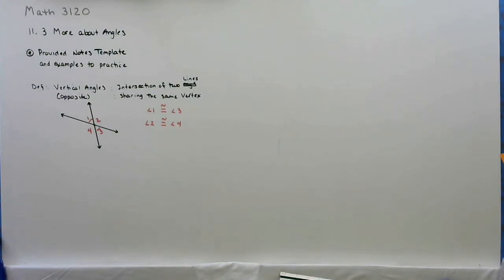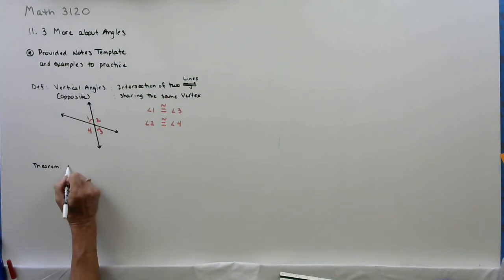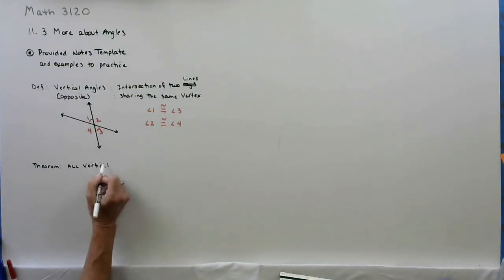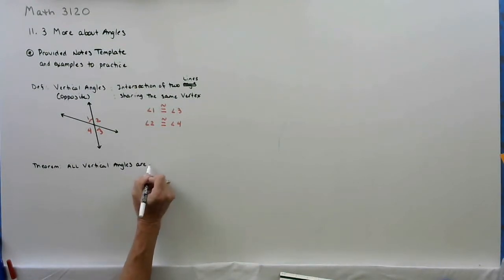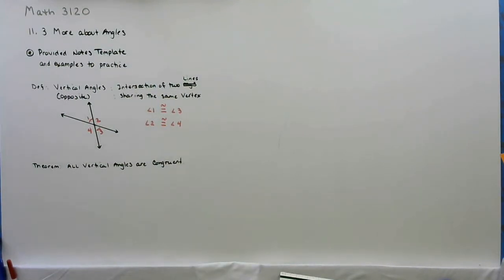And we have a theorem that says all vertical angles are congruent. And remember, a theorem is something that has been proven true. And, all right.